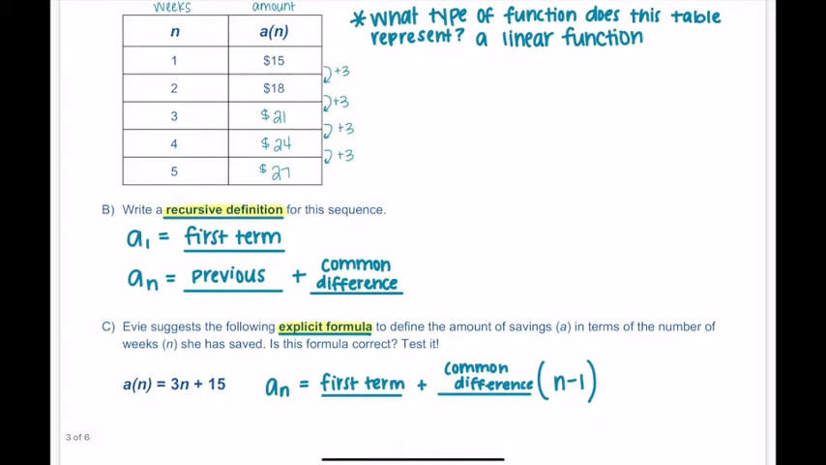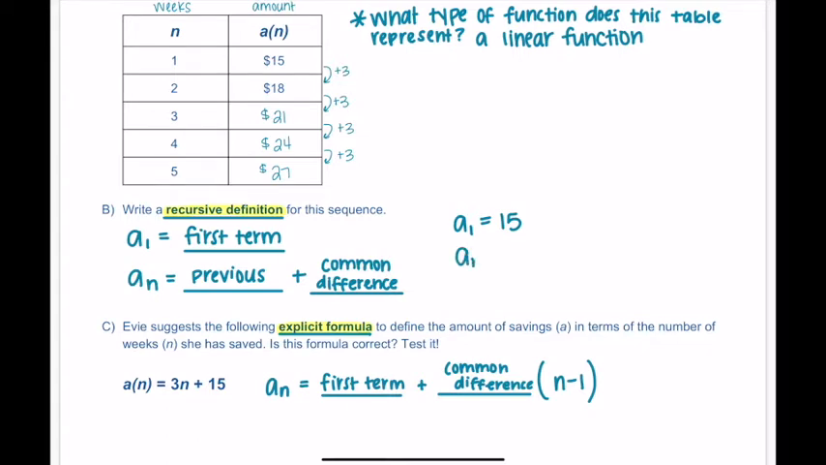In part B, it says to write a recursive definition for the sequence. A recursive definition, or a recursive formula, is just a way of describing what you start with and then how you add or subtract to get the next terms in the list. A recursive definition always starts with giving you A sub 1, or the first term. In this case, A sub 1 is equal to 15, because that's the first term, or when n equals 1.